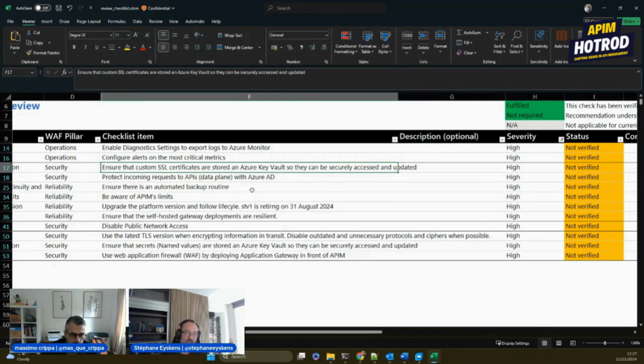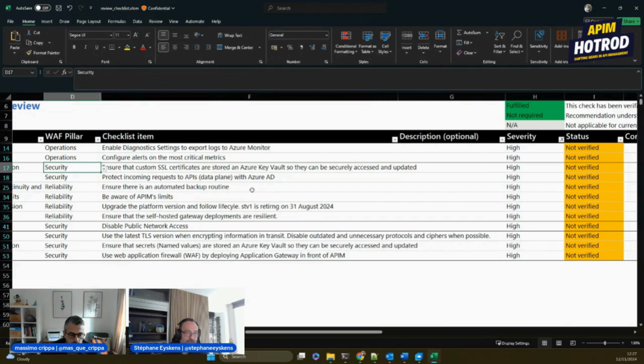A certificate stored in Azure Key Vault. So historically, you could upload, and you can still actually upload the certificates within the APIM instance. But here, make sure you try to put that in Key Vault and let APIM pull the certificates out of Key Vault. That's a more security kind of thing. You see, it's in the security pillar. So that's indeed interesting to see.